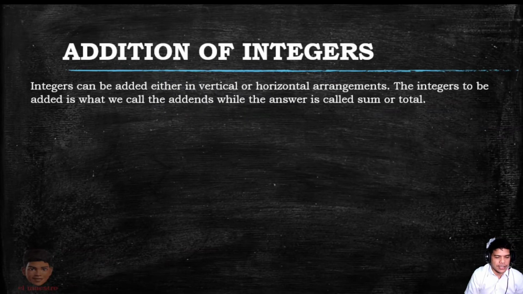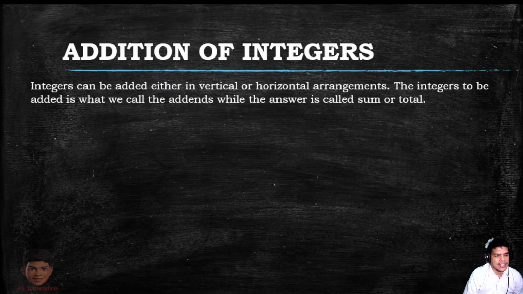Okay? So, integers can be added either in vertical or horizontal arrangement. The integers to be added are what we call the addends, while the answer is called the sum or the total. Okay. So again, it could be written vertical or horizontal. So don't get confused with that. Pwedeng vertical, pwedeng horizontal ang pagka-arrange ng numbers.